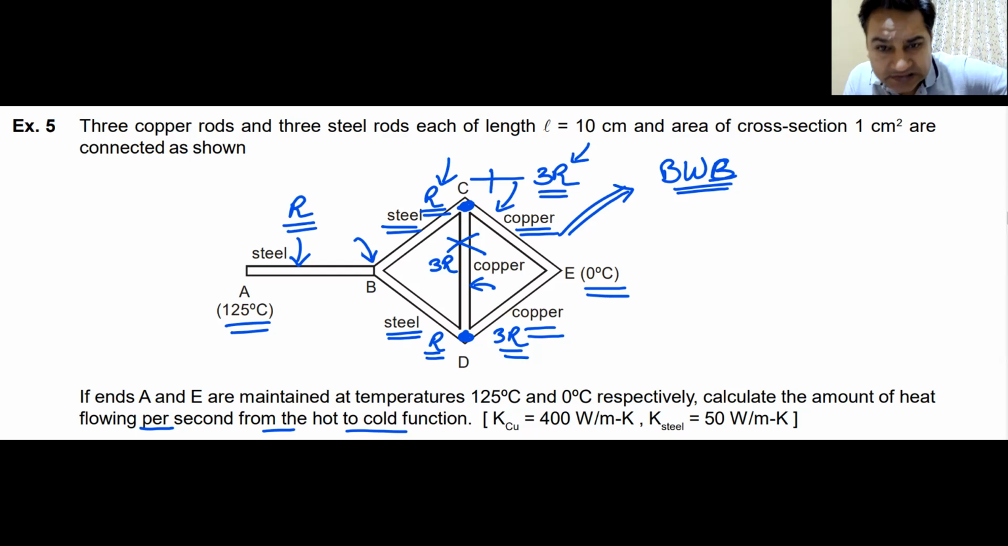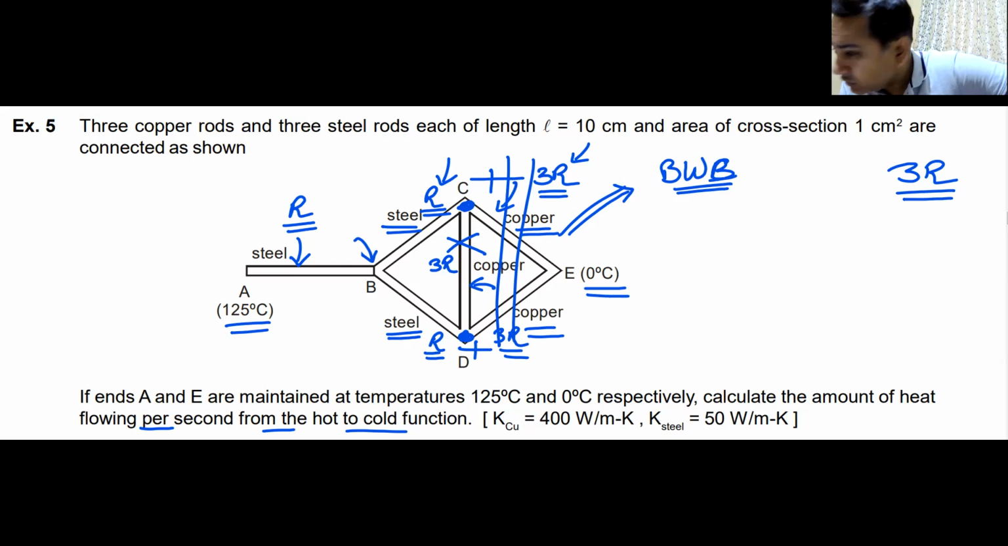R and 3R in series becomes 4R. This R and 3R are in series. So again, I add them, 4R. This 4R and 4R will come in parallel. So the effective resistance will become 2R for this segment. 2R and R are in series. So the effective resistance becomes 3R. Do we understand this? Yes or no?